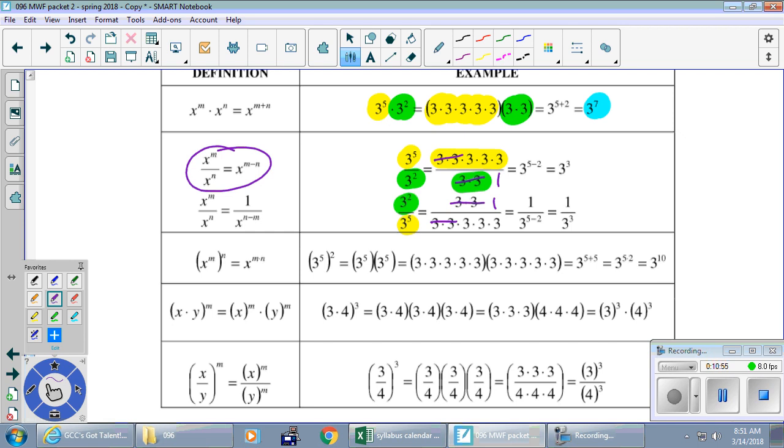And so here's the same property, looking at it from the perspective of the thing on the bottom, x to the n minus m, but you put it in the bottom. So wherever there's more, that's where they end up.